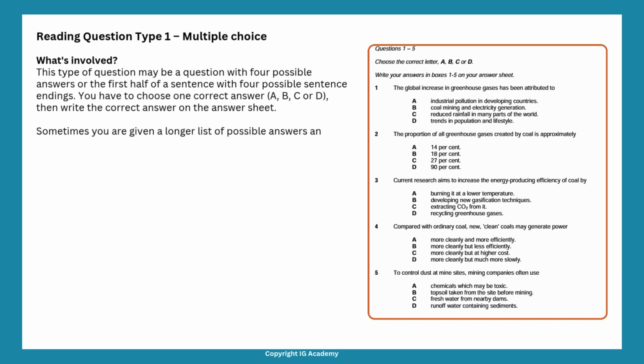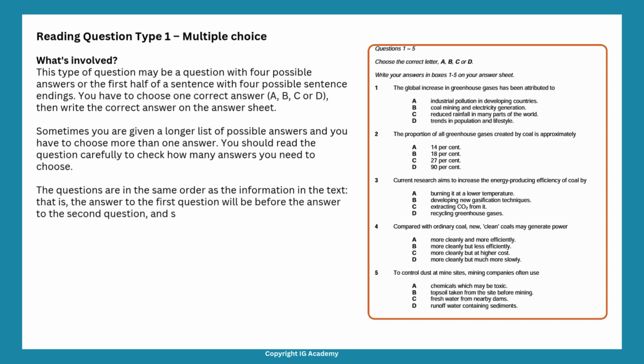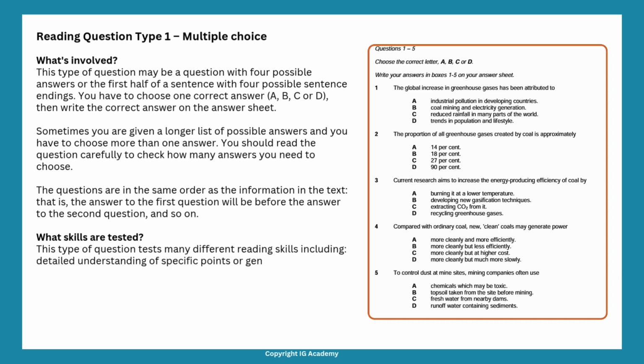Sometimes you are given a longer list of possible answers and you have to choose more than 1 answer. You should read the question carefully to check how many answers you need to choose. The questions are in the same order as the information in the text, that is, the answer to the first question will be before the answer to the second question, and so on. This type of question tests many different reading skills including detailed understanding of specific points or general understanding of the main points of the text. The number of questions is variable.